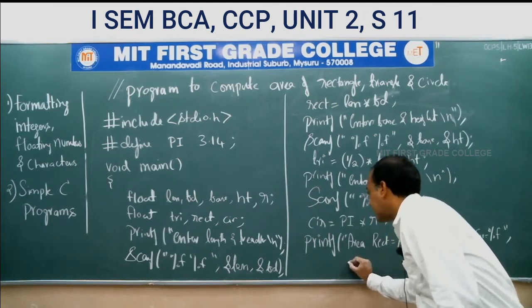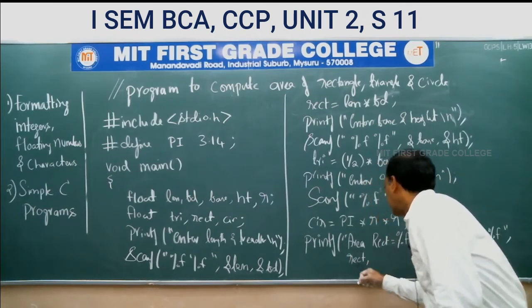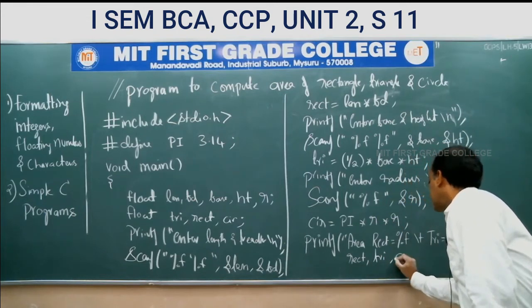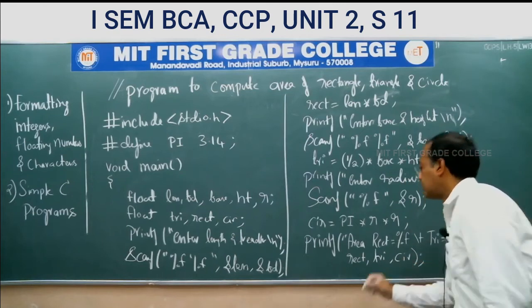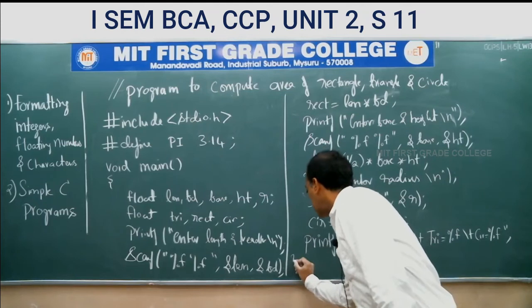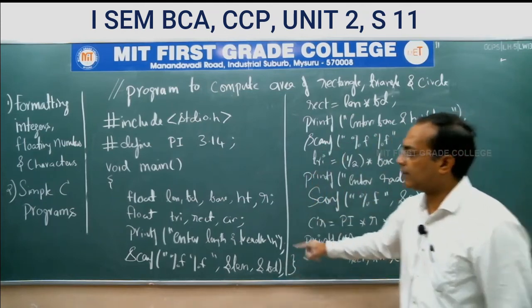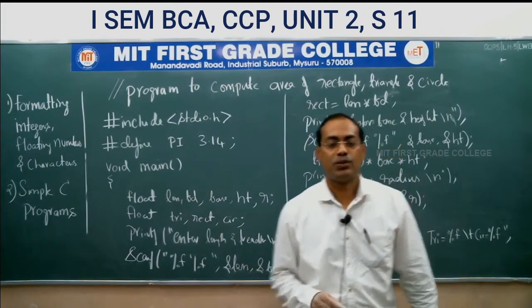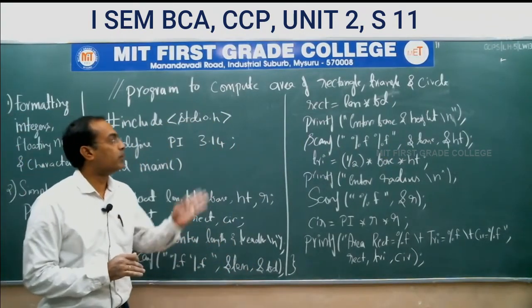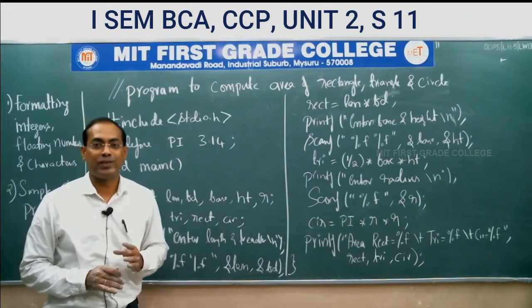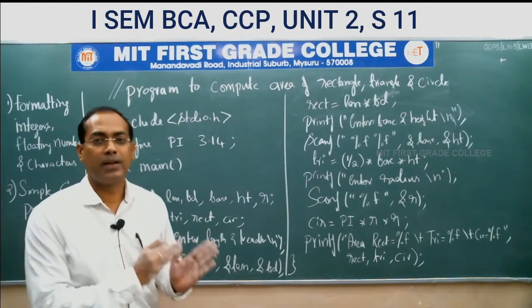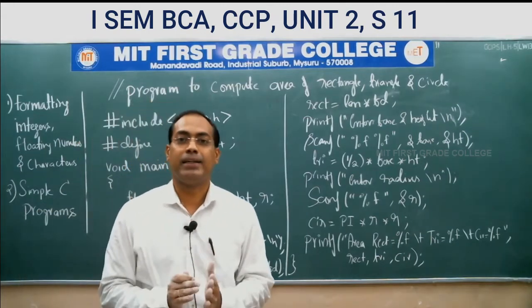First one is the rectangle, RECT, comma, TRI, comma, CIR. Now we have displayed the output, we have completed it, close the flower bracket of the main function. So students, we have written one simple program to compute area of a rectangle, triangle as well as circle. I hope that you have understood and follow. These are all very basic in nature.